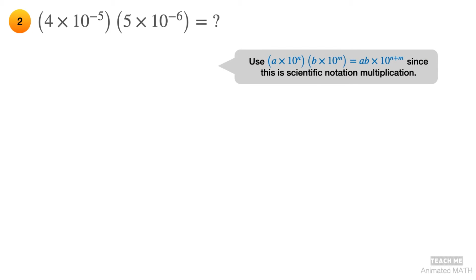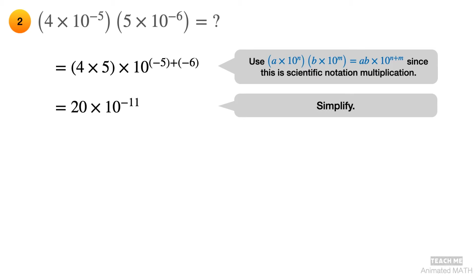This problem can also be solved by directly applying the formula for the scientific notation multiplication. Similar to the last problem, find the product of the coefficients and the sum of the exponents. But take note that the exponents are negative and you have to be careful with the sign changes. 4 times 5 is equal to 20, and negative 5 plus negative 6 is also negative 5 minus 6, or negative 11.